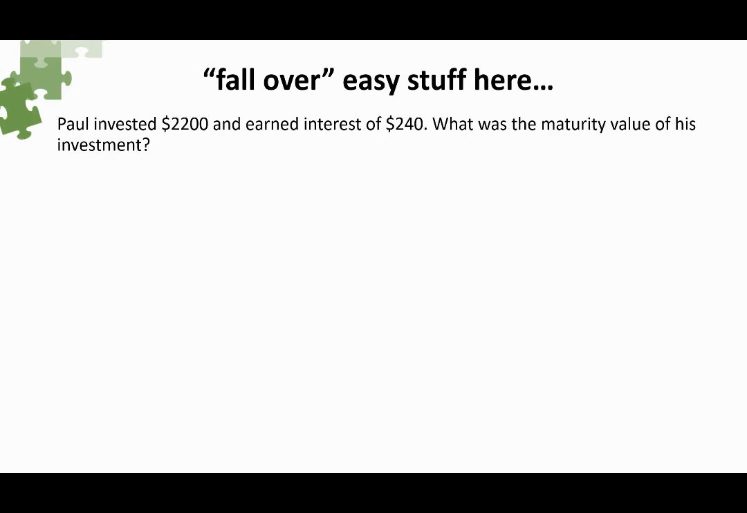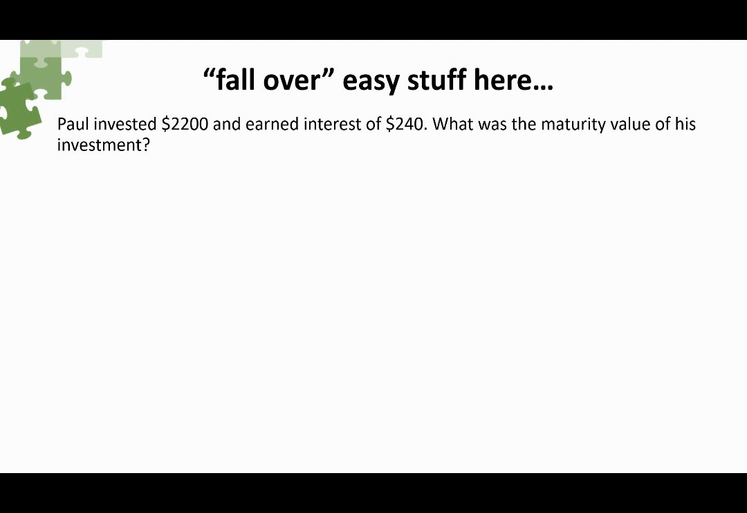All right. So here's our example. I think I have 3 examples for this one. So let's start with this one. So Paul invested this much. He earned interest value this much. What was the maturity value of his investment? So like the title says, this stuff is fall over easy. Like you're not even using any of those fancy things there.